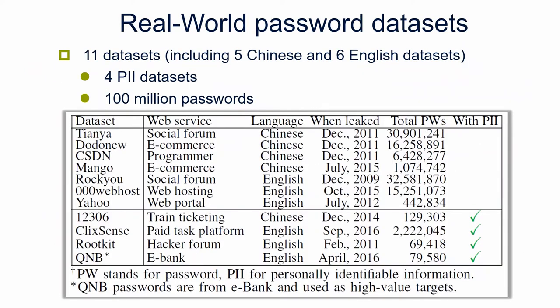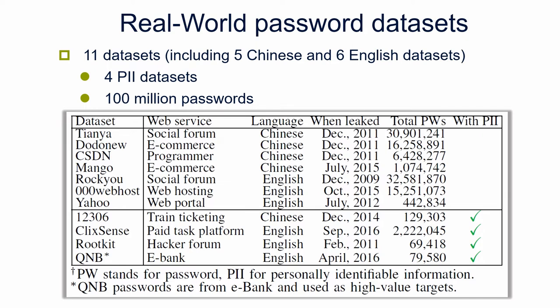Our experiments were built on 11 large-scale datasets, a total of 100 million real-world passwords. This table summarizes the datasets we used in this work. Specifically, our password datasets include 6 from English sites and 5 from Chinese sites.